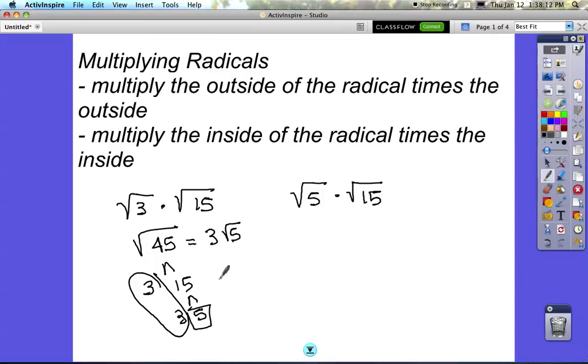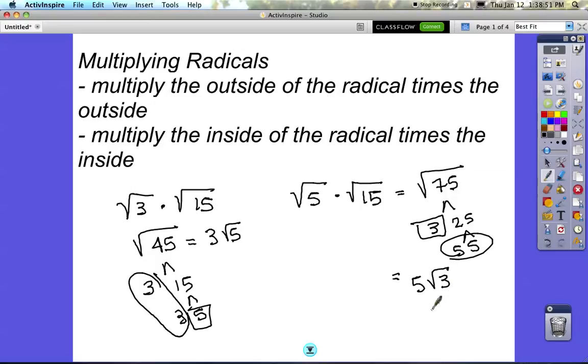Wouldn't you just, on all of them, take the first number? No, we're going to get bigger numbers. Okay? This happens to work out on these. So this is the square root of what? 75, which breaks down to 3 and 25, and that breaks down to 5 and 5. So what's that going to be? 5 square roots of 3.